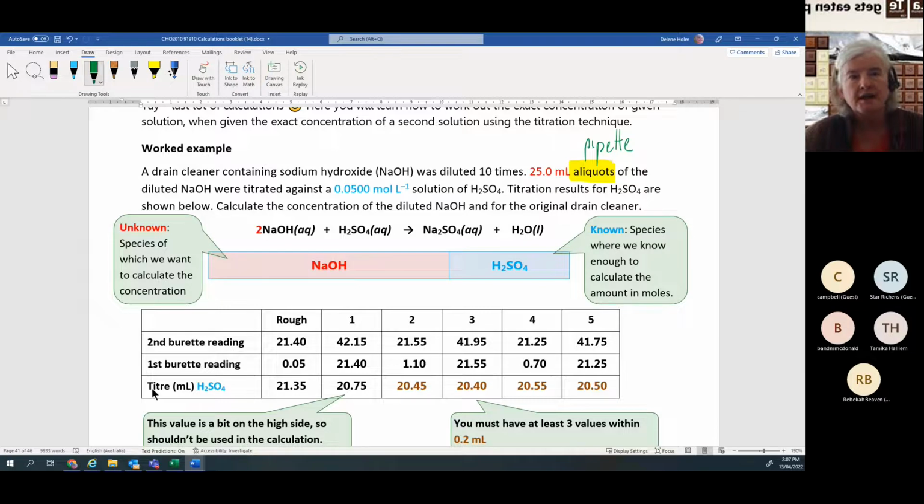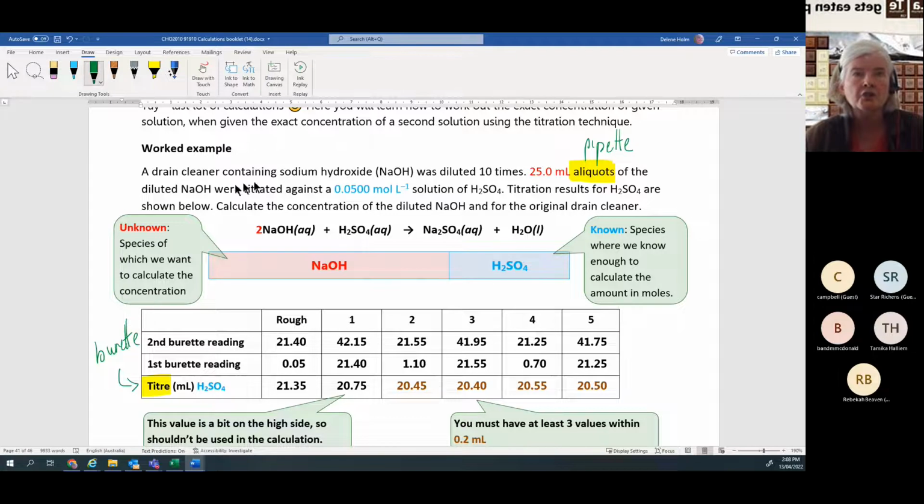If you're adding from the burette, then we call it a titer. So that's a good way to work out, does it come from the pipette or does it come from the burette? So if you hear about titers, you know it's been added from the burette. That's a long, thin, variable amount. And if you talk about aliquots, which goes into the conical flask, it's the pipette.